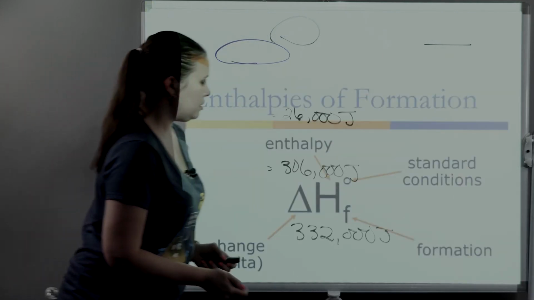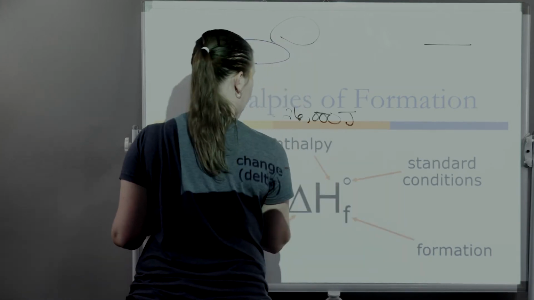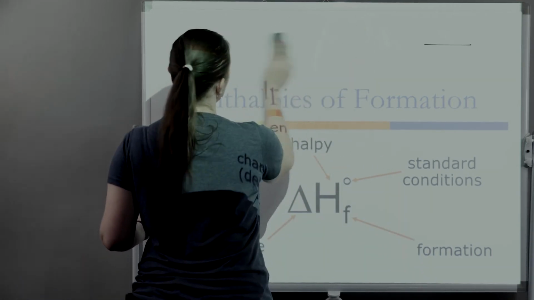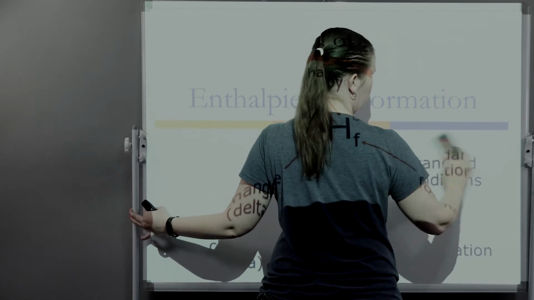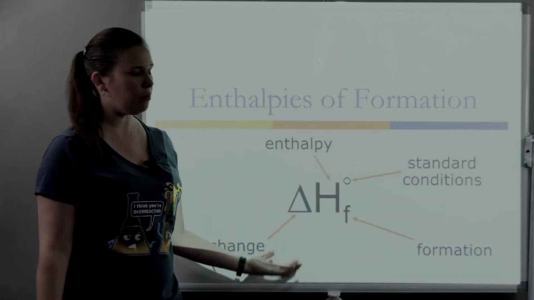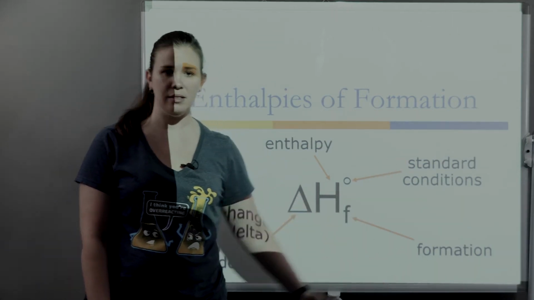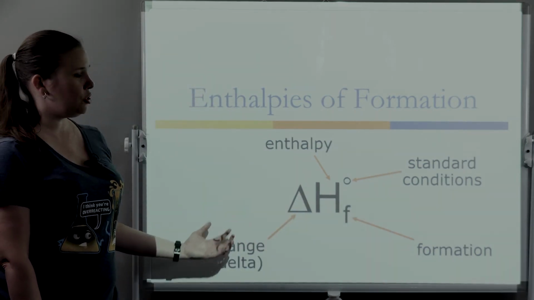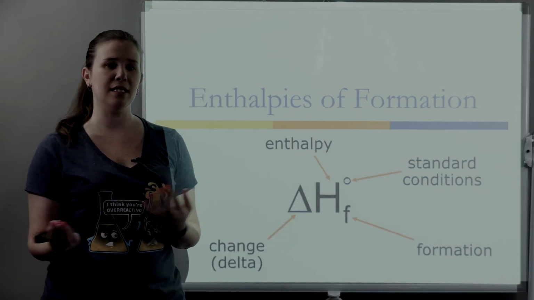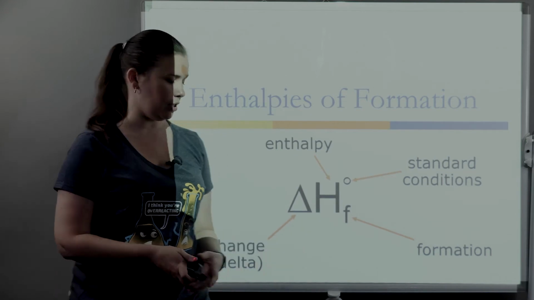All right, let's look at the next concept, the next type of enthalpy we're going to study. So this is something called the enthalpy of formation, which is exactly what it sounds like. Enthalpy representing the heat energy and how much it takes to form a substance. So we're going to look at the change in enthalpy between the reactants and products, and we're always going to look at this during standard conditions.